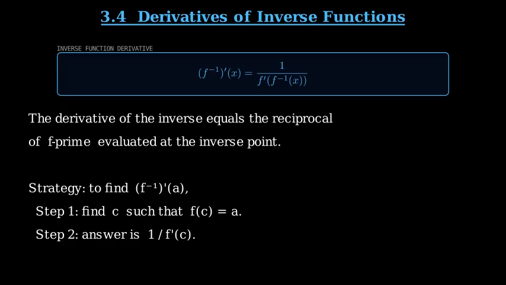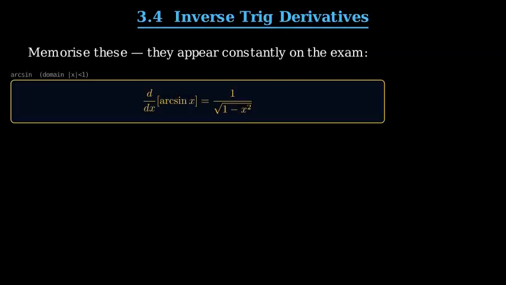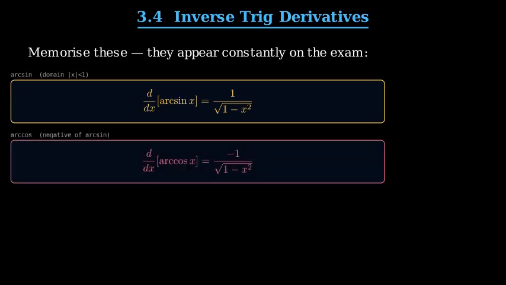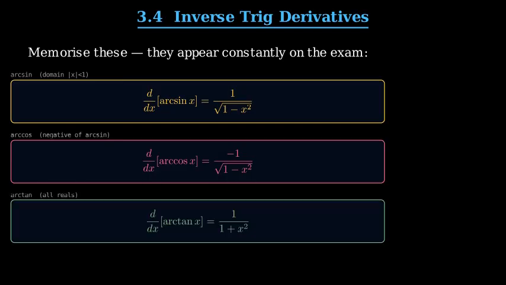Motion interpretations. When v of t is greater than 0, the object is moving in the positive direction. When v of t is less than 0, the object is moving in the negative direction. When v of t equals 0, the object is momentarily at rest. When a of t is greater than 0, velocity is increasing. When a of t is less than 0, velocity is decreasing. When velocity and acceleration have the same sign, the object is speeding up. When velocity and acceleration have opposite signs, the object is slowing down. The last two rows are especially important for speeding up and slowing down questions.